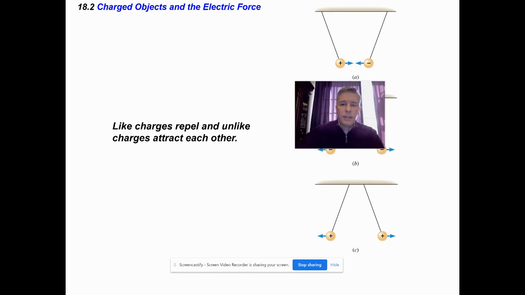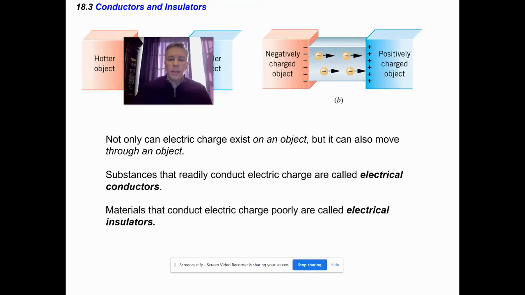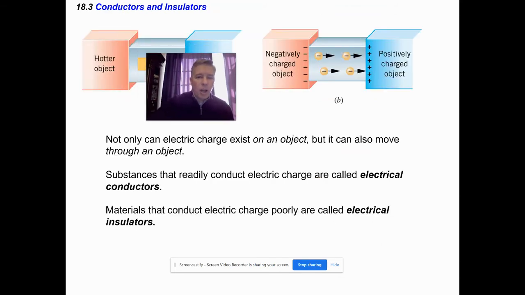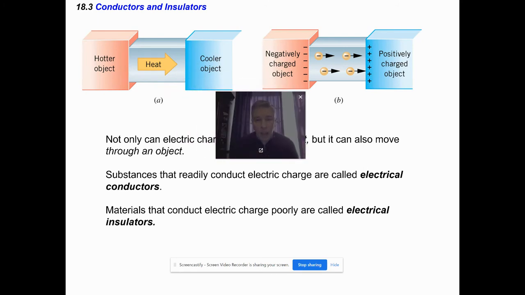We also know this. This is another idea of good old Ben Franklin. We know that like charges tend to repel and unlike charges are going to attract. So they're showing an example here. And we have been talking about heat transfer. And so the cool thing is electricity can also transfer.